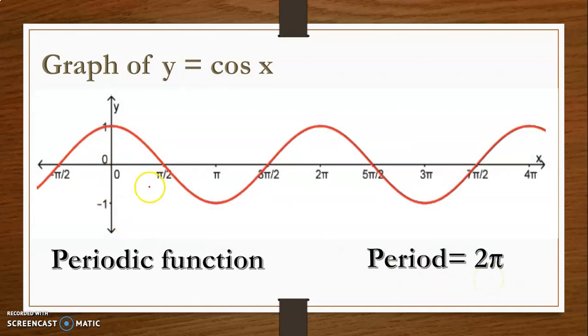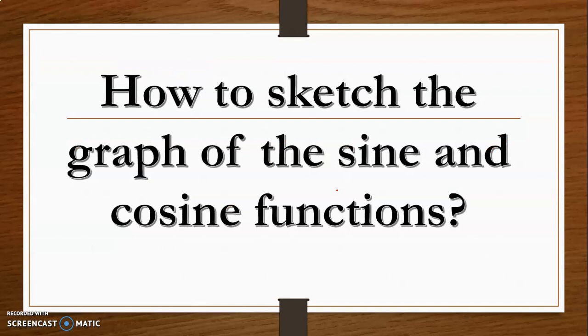The only difference is that it starts at 1, because if our angle is 0, cosine 0 is equal to 1. You may refer to the unit circle. So this is our one cycle here. We are showing here the two cycles of the graph of y is equal to cosine x. So, how do we sketch the graph of the sine and cosine functions?